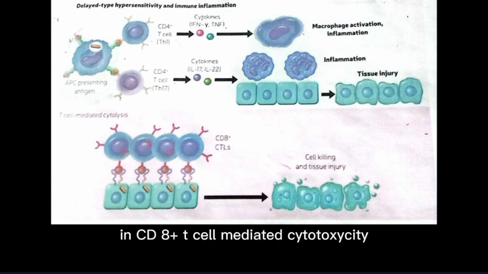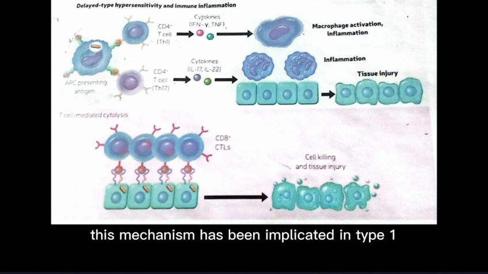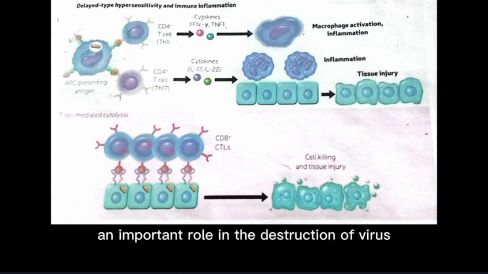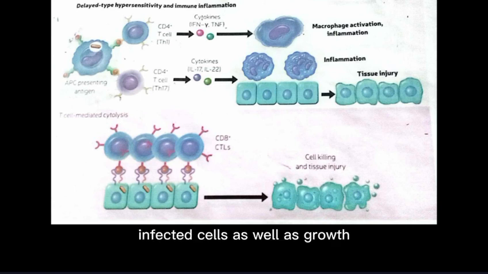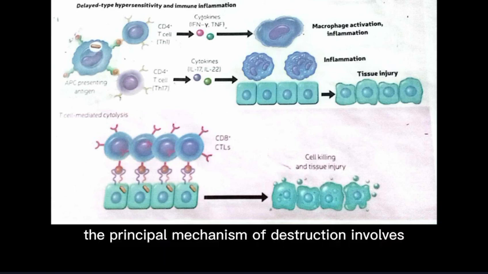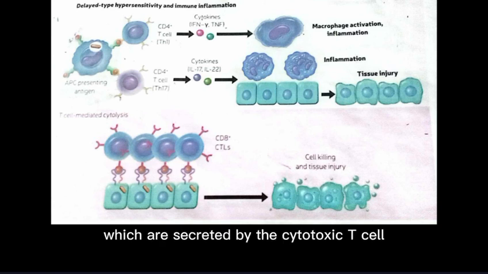In CD8 plus T cell mediated cytotoxicity, the cytotoxic T cells destroy cells bearing specific antigens on their surface, leading to tissue destruction. This mechanism has been implicated in type 1 diabetes mellitus and plays an important role in the destruction of virus-infected cells as well as graft rejection and destruction of tumor cells. The principal mechanism of destruction involves perforins and granzymes, which are secreted by the cytotoxic T cells.